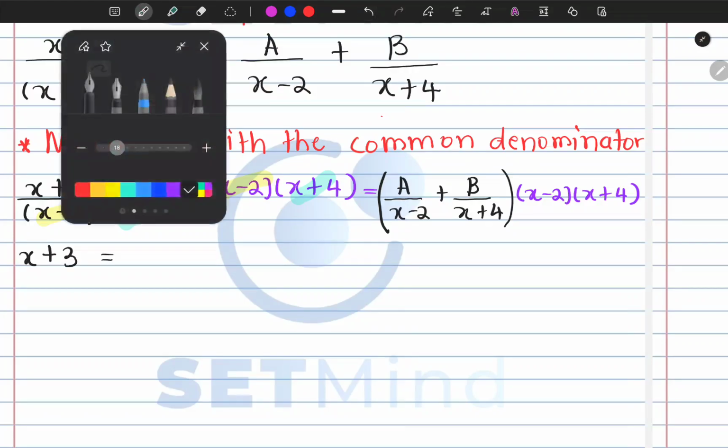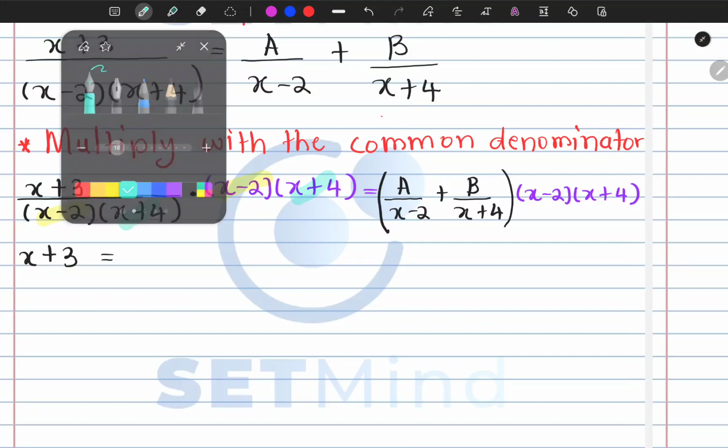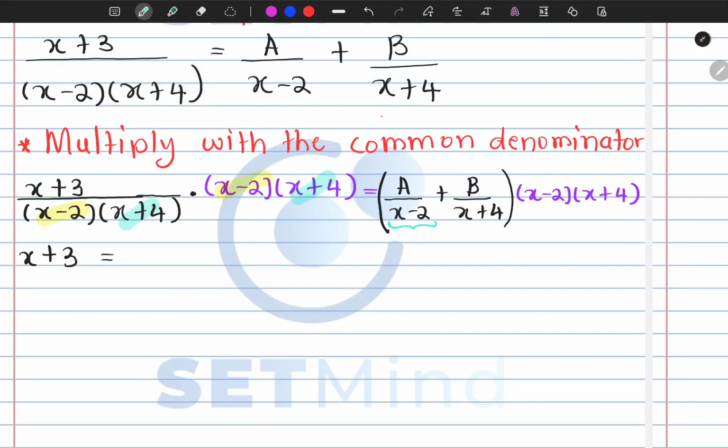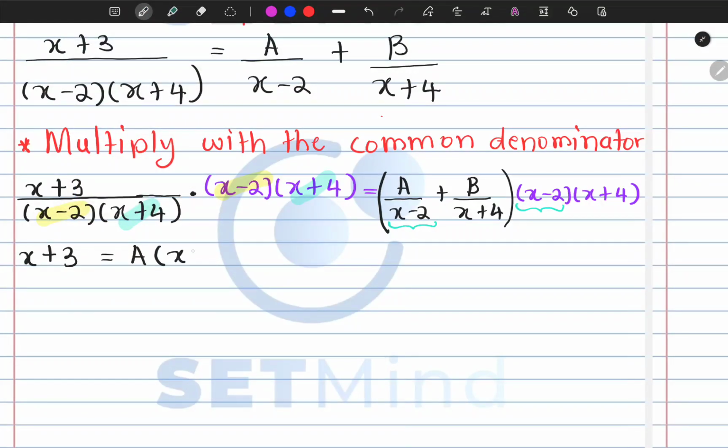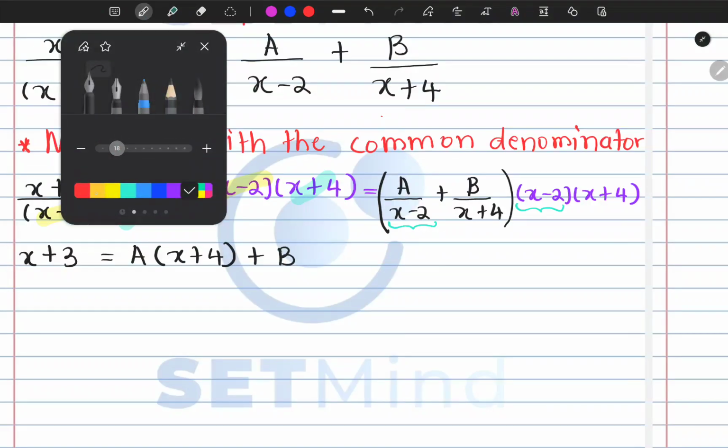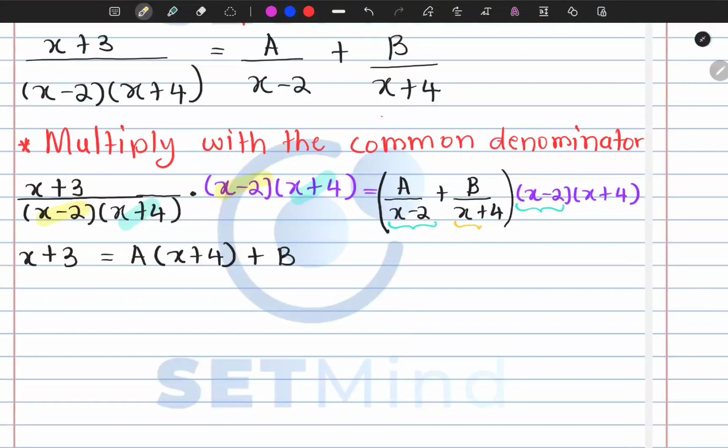And this will be equal to, when you multiply the other side, let's focus on what is below a. It will cancel with that, which means our a will be left to multiply with x plus 4. Then plus the b. If you look at the b, it is divided by x plus 4, which means it will cancel with that x plus 4. Then what will be left to multiply the b will be x minus 2.